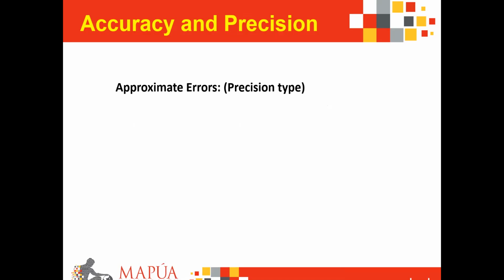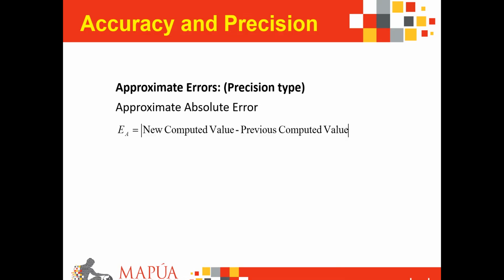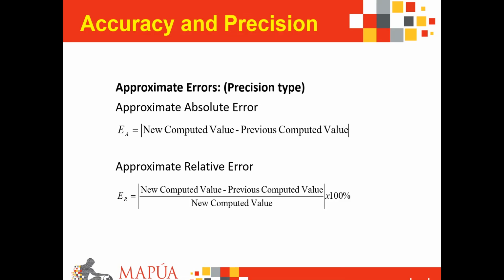Approximate or precision type errors are very similar in terms of formulation to your accuracy type errors, except that instead of values being compared to your true or accepted value, values are being compared against one another. Hence, this would be the formula for your approximate absolute error, and this would be your formula for approximate relative error.